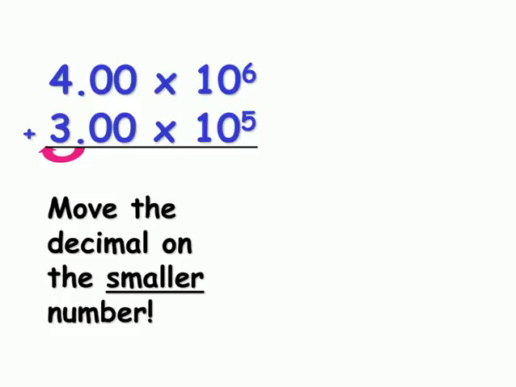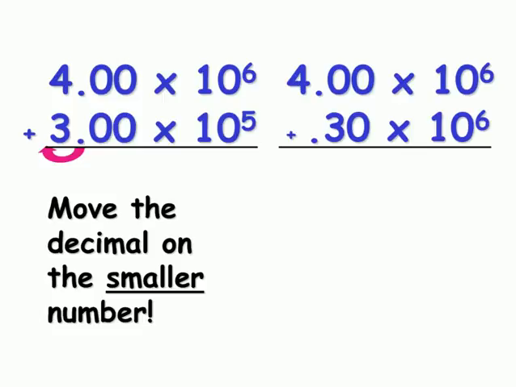That will allow us to rewrite our equation as 4 times 10 to the 6th power plus 0.3 times 10 to the 6th power. Now we've achieved that situation in which our exponents are the same, and we can go on with the addition of the m values. 4 plus 0.3 equals 4.3 times 10 to the 6th power.